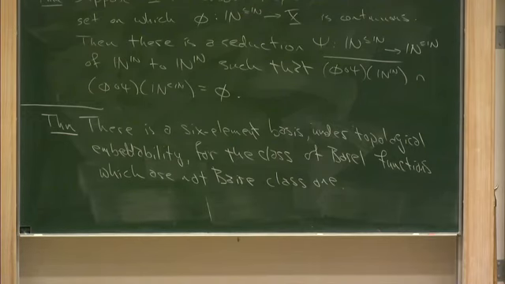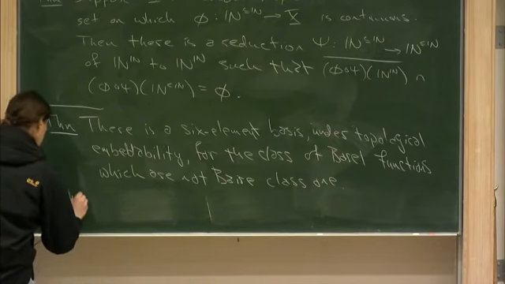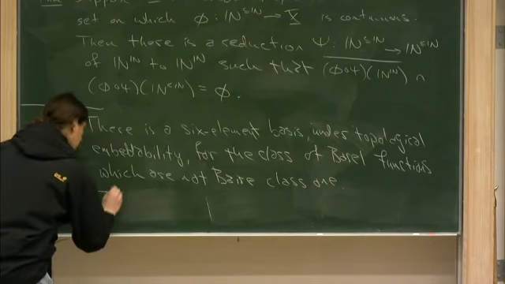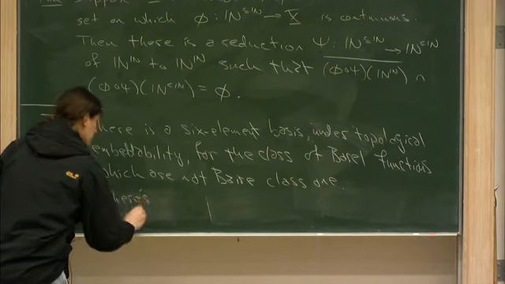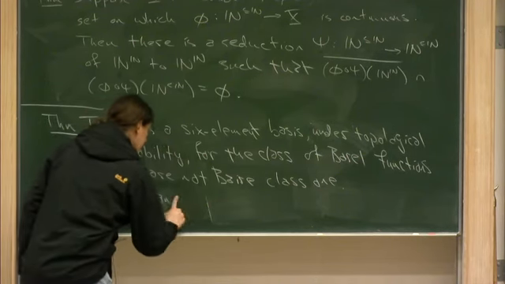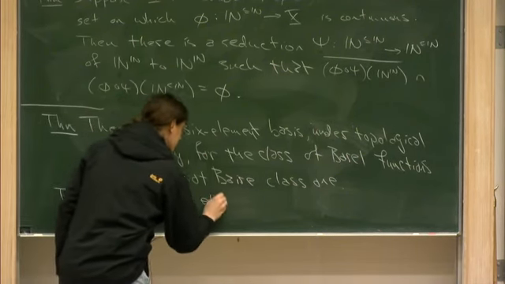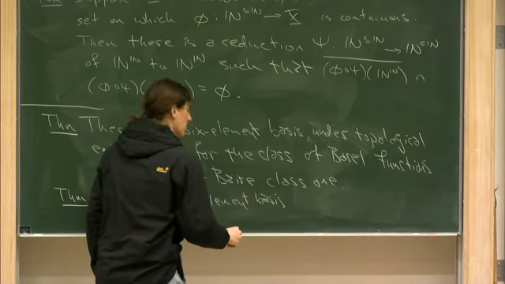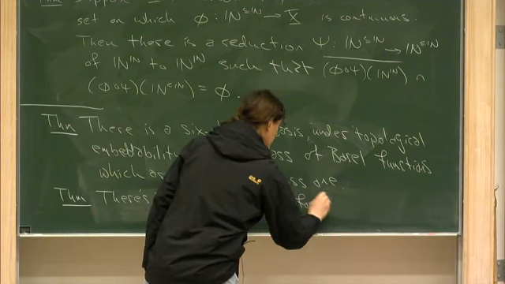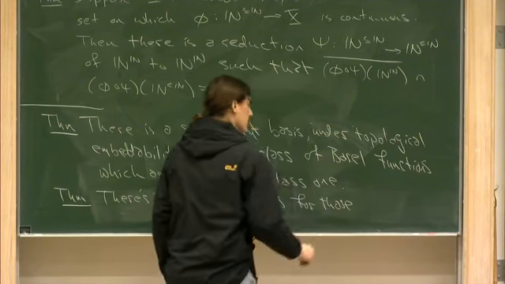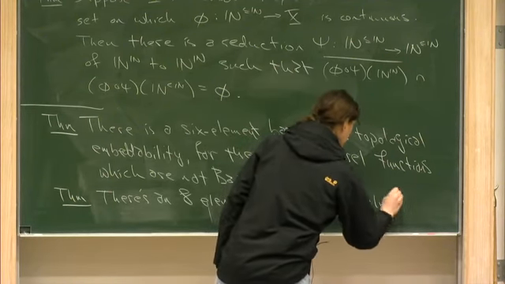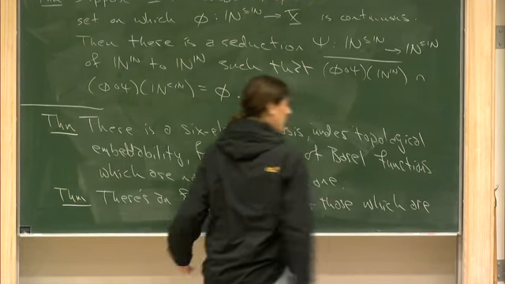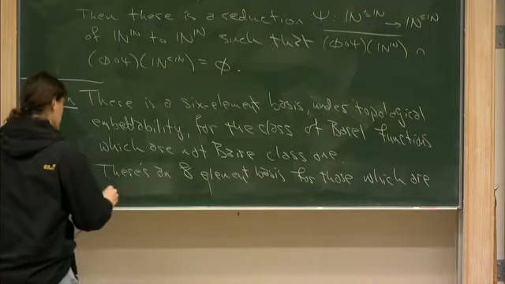A direct corollary of this and a result of Selivanov is that there's an 8-element basis for those which are not sigma continuous with closed witnesses.